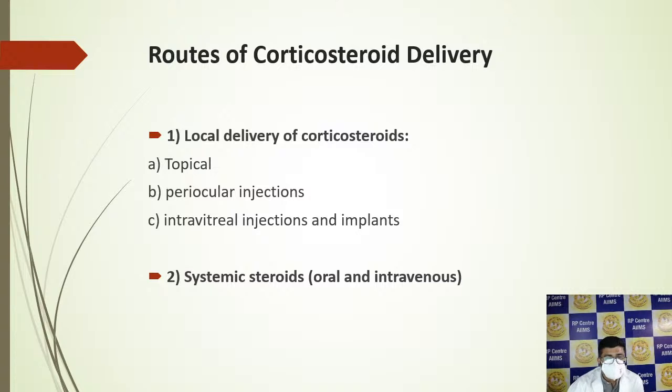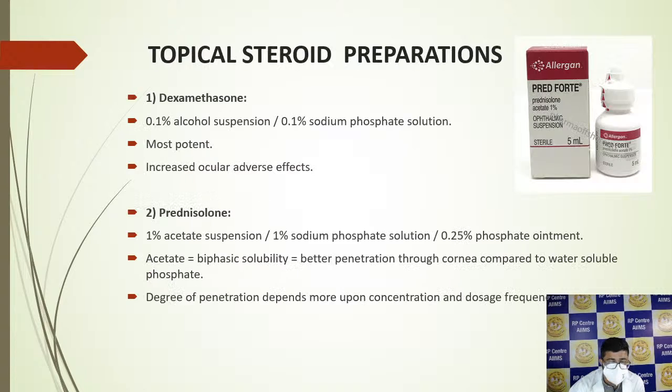So the various routes of corticosteroid delivery are local delivery, which can be either topical, periocular, or intravitreal. And the other one is the systemic steroids. It can be oral or intravenous.